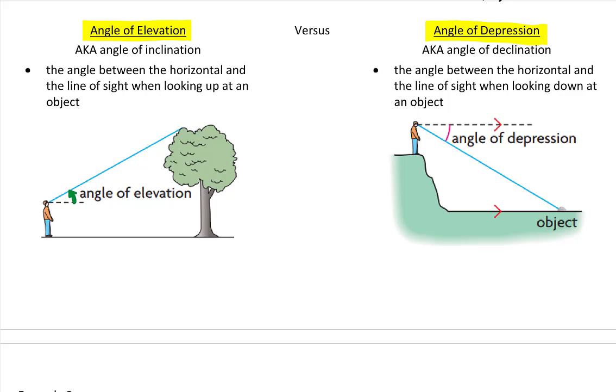The angle of depression is the angle between the horizontal and the line of sight looking downwards. So that angle would be this one right here.